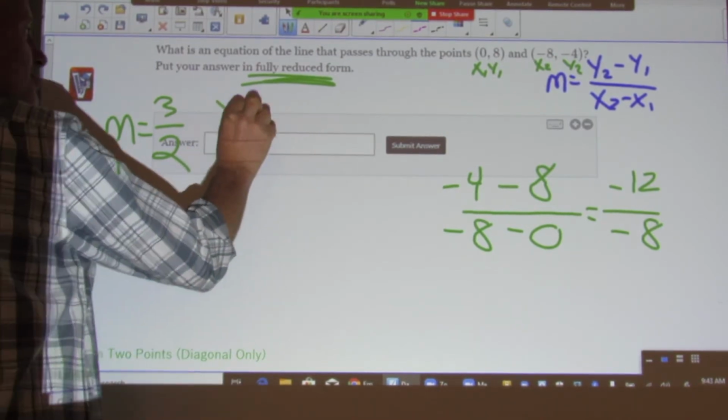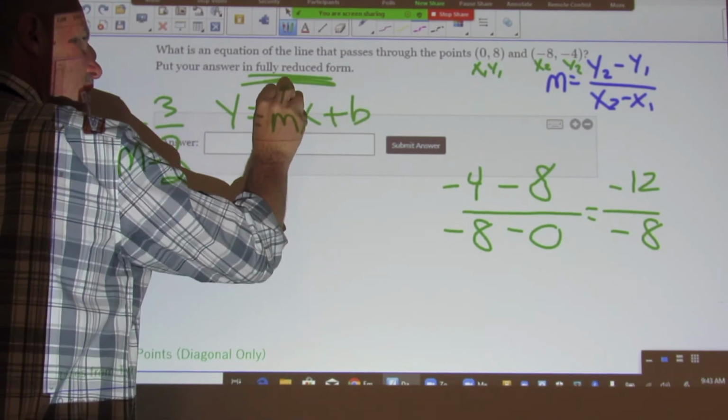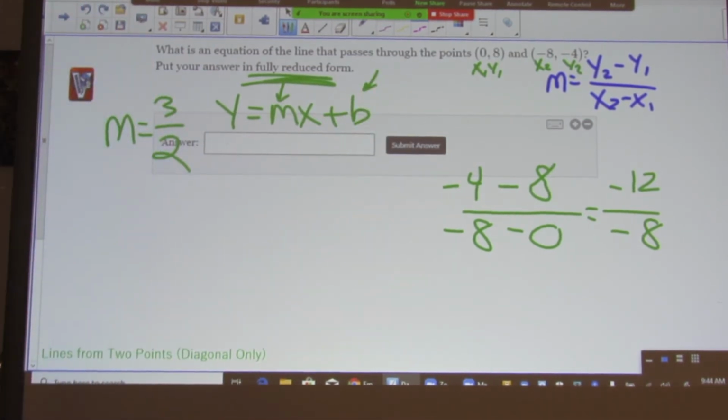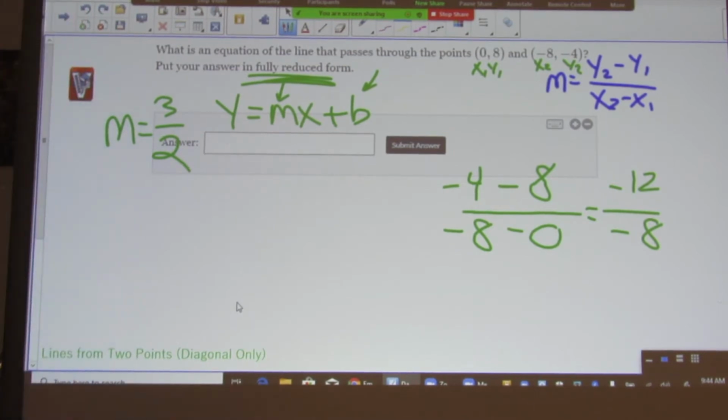Again, when you're going to do this y equals mx plus b equation, we need the m, we need the b. Slope and the intercept. We have one of them, but now we're going to have to do a little bit more work to find the other one.